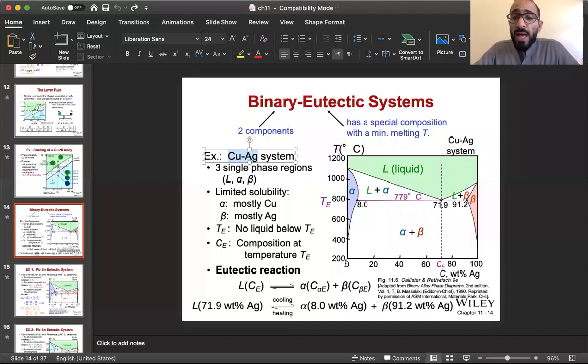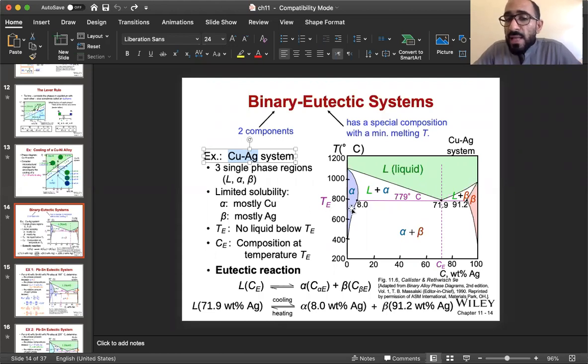Now, if you have 0% silver, I mean you have 100% copper, you have pure copper. You notice that at this temperature, it's a solid phase. Once you hit about 1000, maybe 1100, you're going to melt the solid and form a liquid phase. If you go to 100% silver, zero copper, the melting temperature is going to be around 900 Celsius.